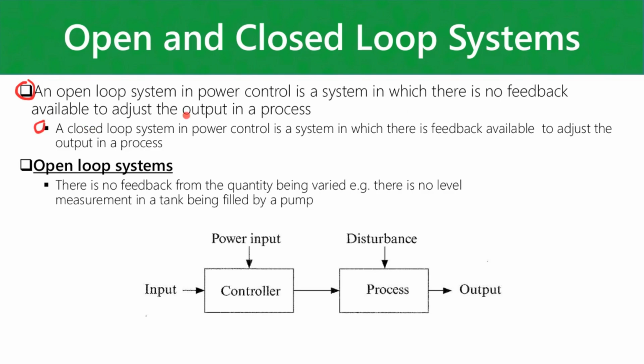And then a closed loop system would be a system where you have feedback that will allow you to compare that feedback output to your input. Usually your input is going to be the value that you want to reach. And if the input and your feedback differ from one another, then obviously your output needs to be adjusted. So in open loop systems, you don't have that feedback.